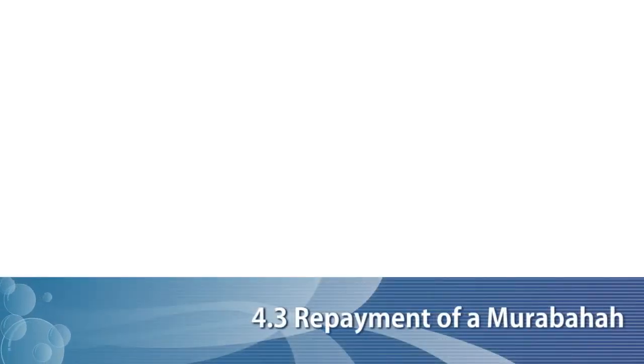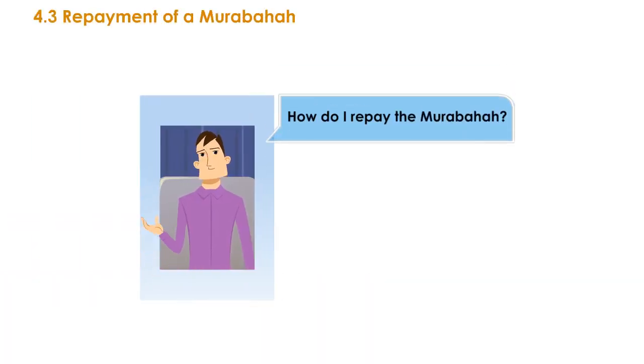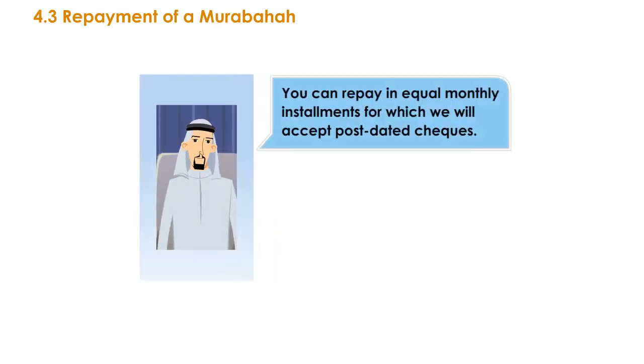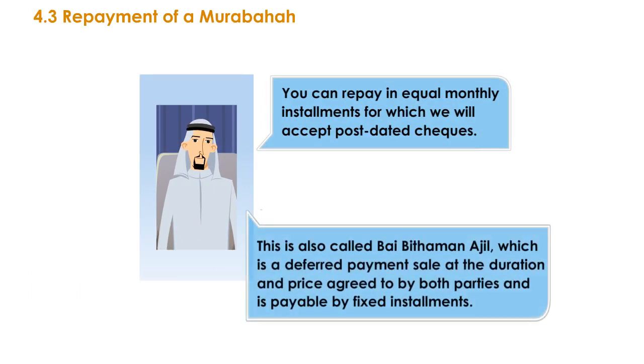Repayment of a Murabbaha. You can repay in equal monthly installments for which we will accept post-dated checks. This is also called Bai Bithaman Ajil, which is a deferred payment sale at the duration and price agreed to by both parties and is payable in fixed installments.